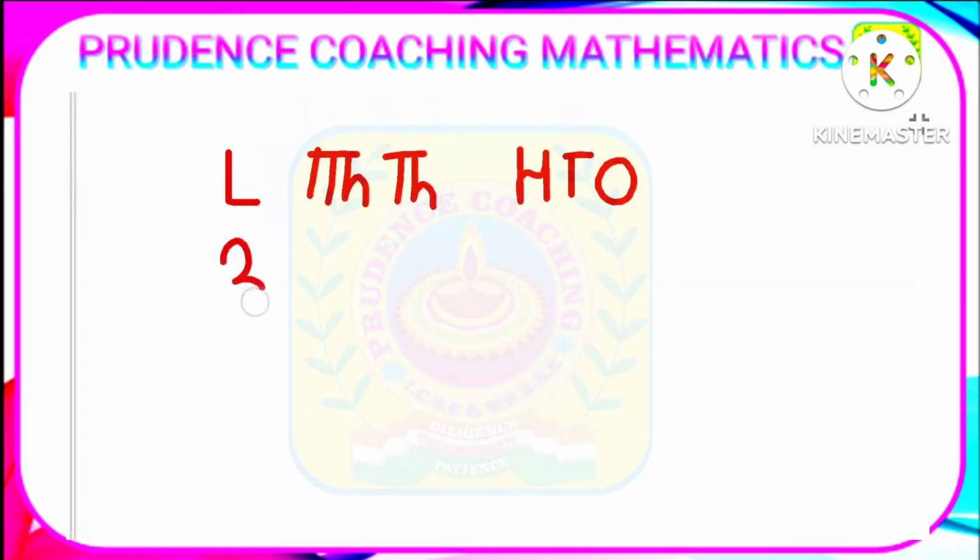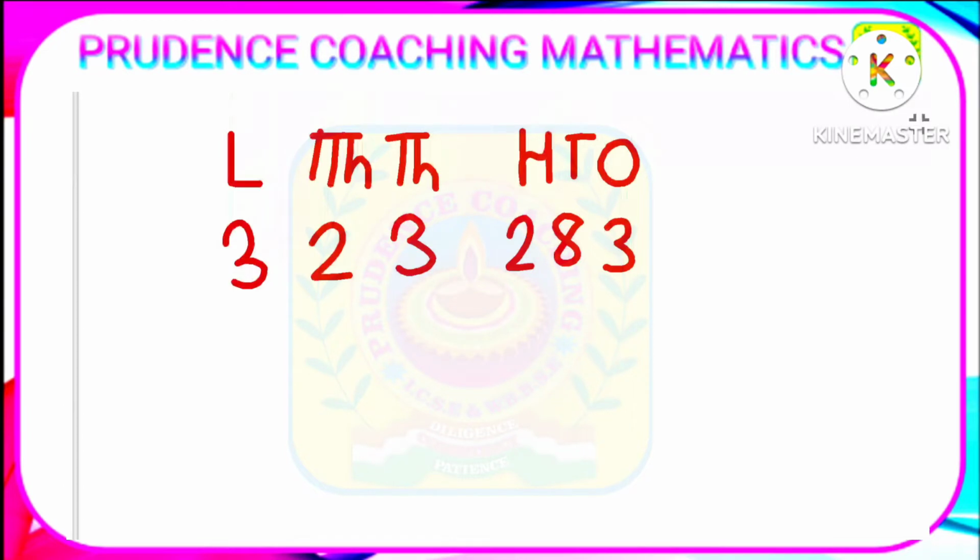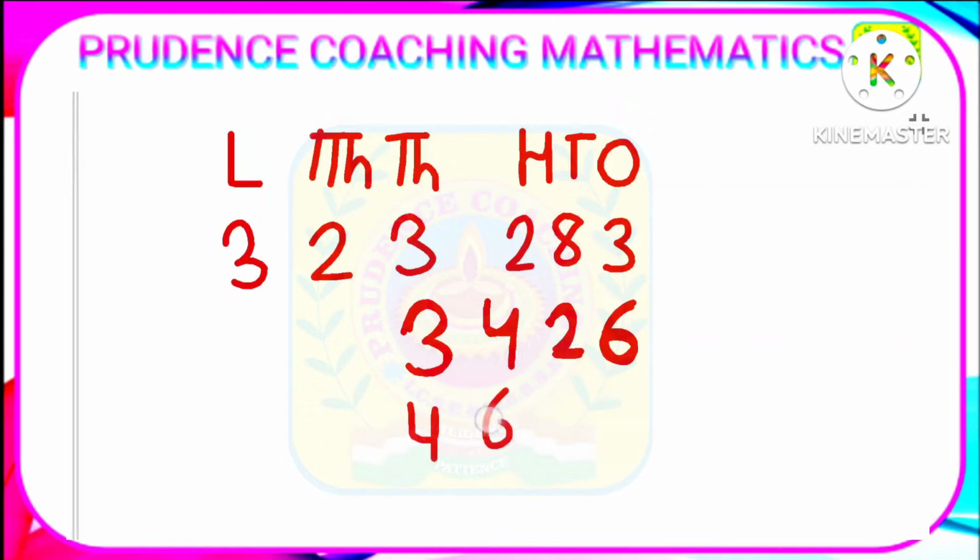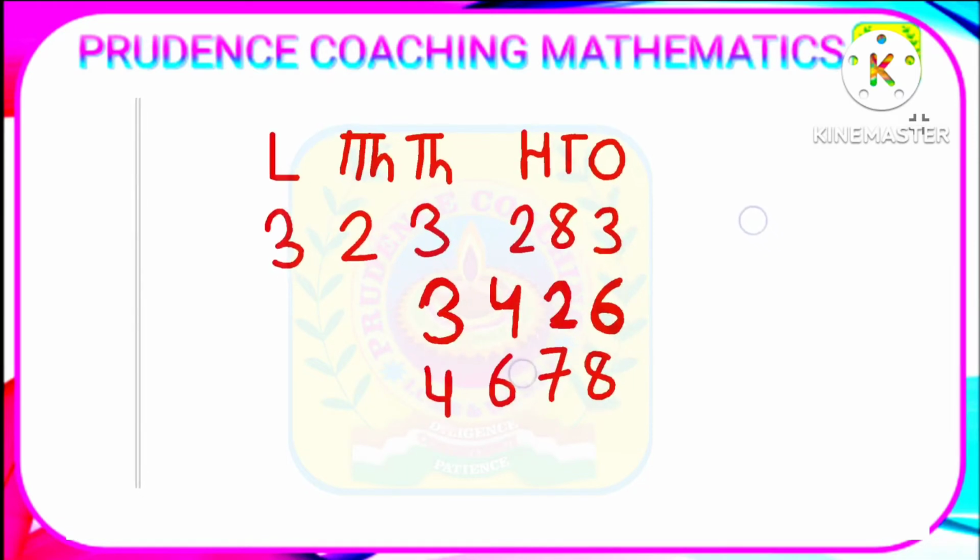So first we have 3,23,283. Like this we will write the bigger one like this. Next we will write the next one, that is 3,426. We'll write this 3 in 1,000, 4 in 100, 2 in tens and 6 in 1. Don't make any mistake while writing the numbers. Next we have 4,000. So in 1,000, 678. So this writing is very important where we are going to write.